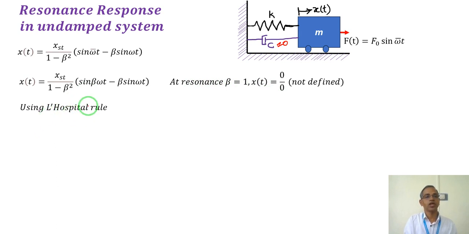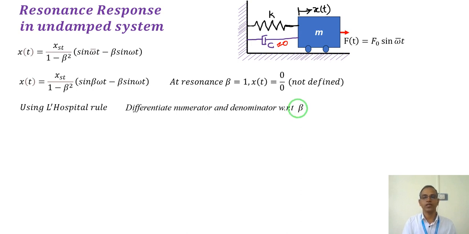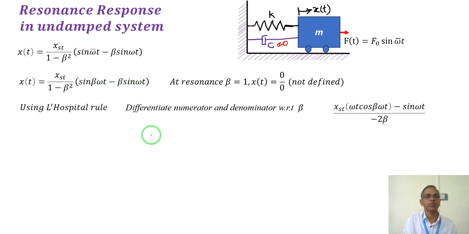Then we can use L'Hospital's rule to solve the problem. That means differentiating the numerator and the denominator separately with respect to beta till we don't get 0 by 0 form by substituting beta equal to that value, that is beta equal to 1. If you go on differentiating, one time differentiation gives xst times omega t cos beta omega t minus sin omega t, by minus 2 beta. When beta equal to 1, now we don't get 0 by 0. So this will be the response when beta equal to 1.